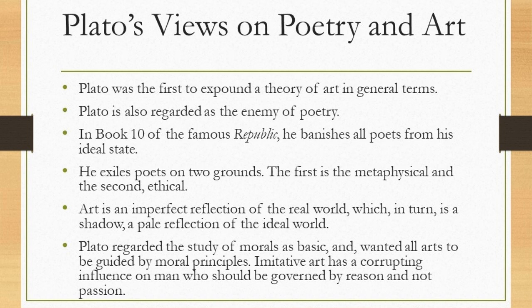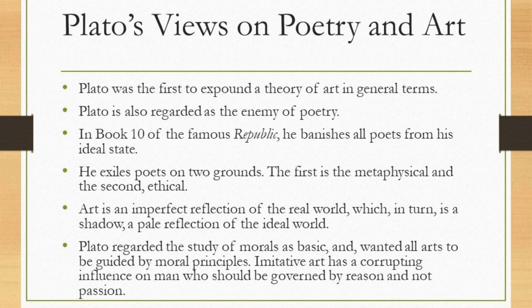Plato states that art is an imperfect reflection of the real world, which in turn is a shadow, a pale reflection of the ideal world. And so, art is an imitation of an imitation, and therefore it is thrice removed from reality. Art's products are third-hand distortions of truth according to Plato, and this view goes by the name of doctrine of ideas or forms.